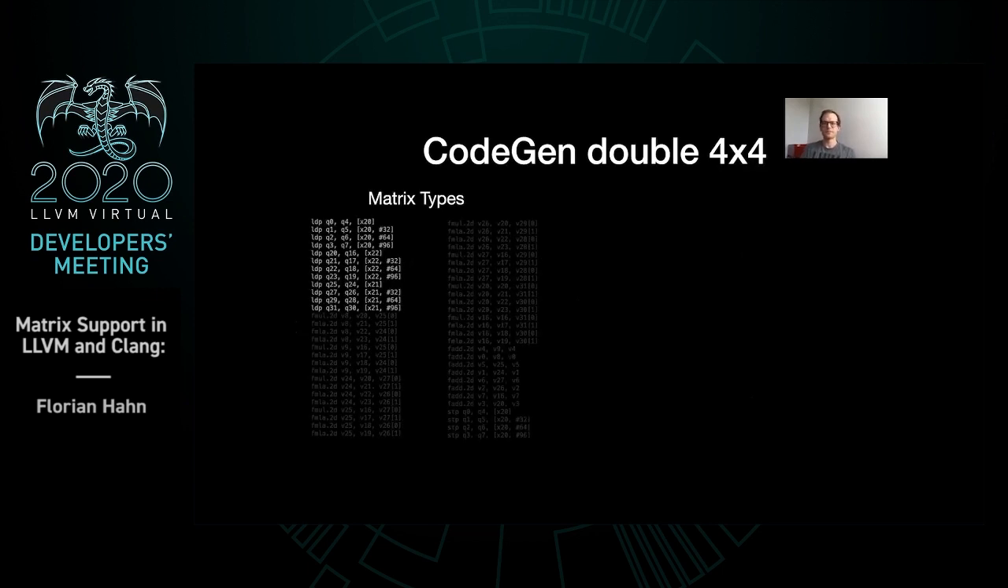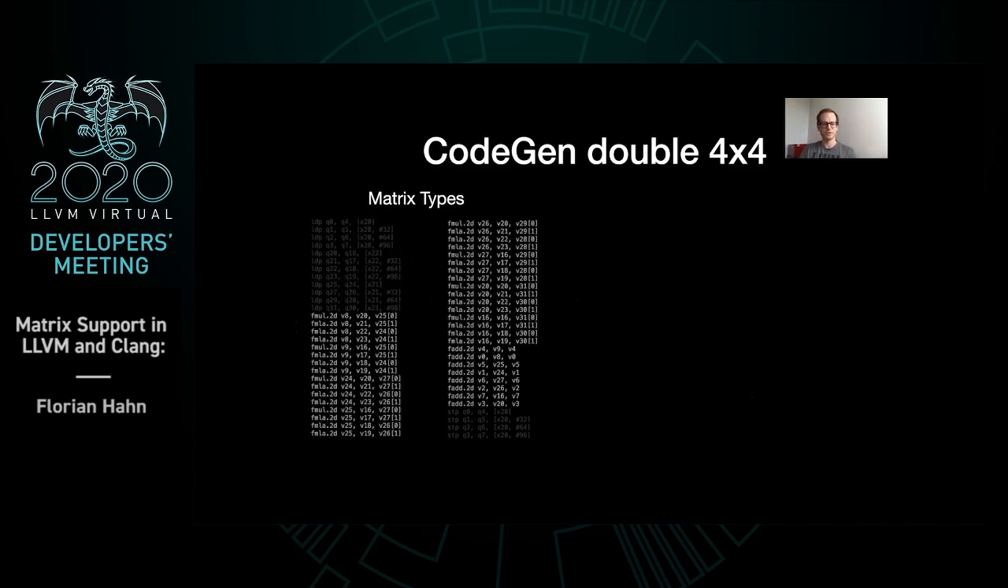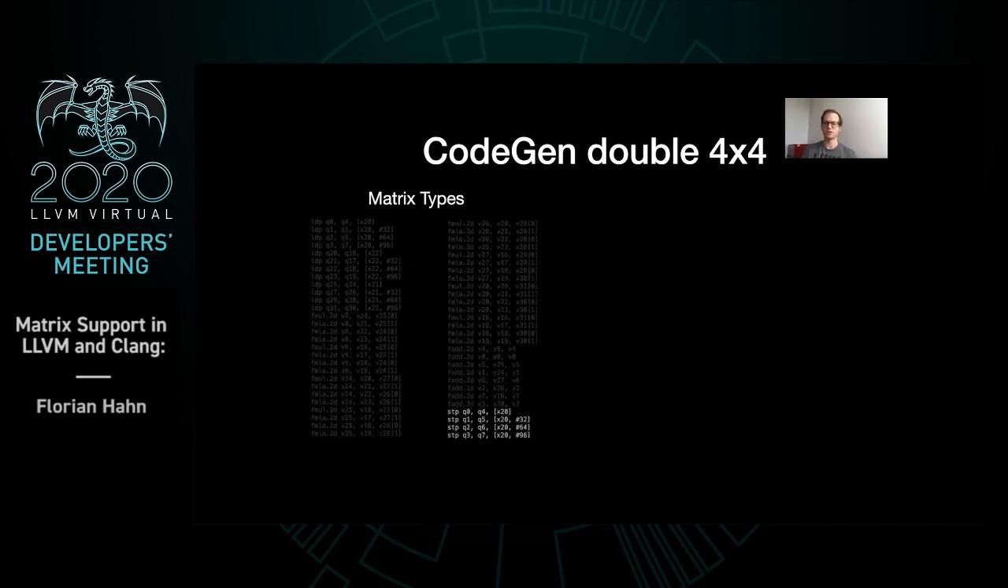Now let's take a look at some of the code generation and where the performance differences come from. For that, I'd like to take a look at the 4x4 double case, and I'll show you the assembly that's generated. The details are not really important, but I'll point out some key differences. So for the matrix types, we basically load all the operands up front, then we perform the computations using vector instructions, and then we just store the results. So there are no unnecessary instructions in between.